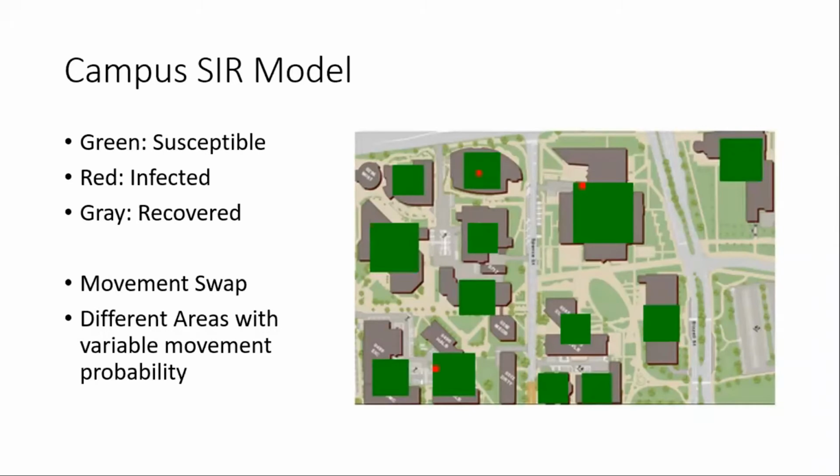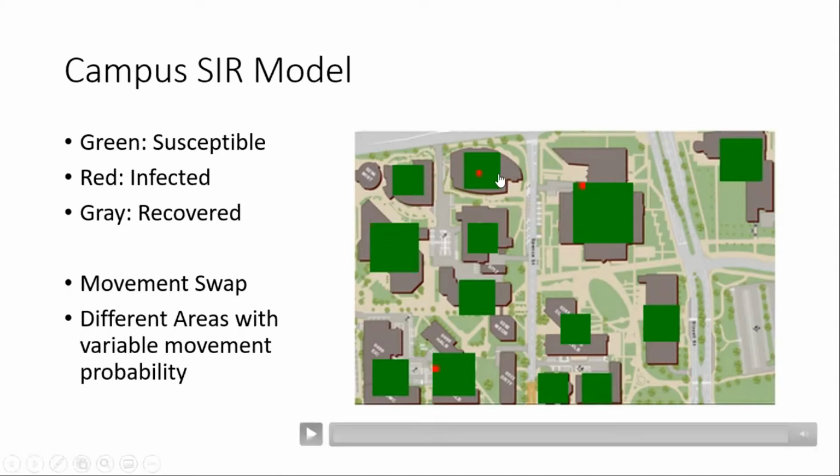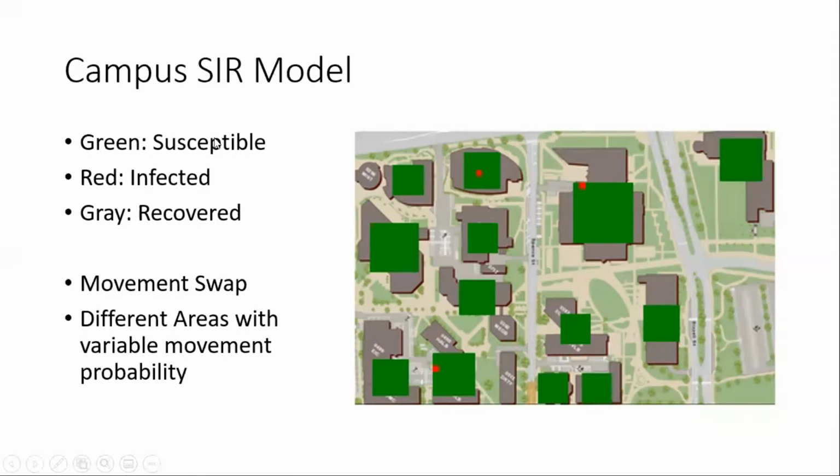So the model we're going to use for the campus is based off of the SIR disease model. This stands for susceptible, infected, and recovered. The susceptible individuals have yet to catch the disease and are able to do so. The infected have caught the disease and are able to spread it to others. And the recovered have recovered from the disease and are now immune to it. We have on the right several buildings, each with their own variable size grids based on the number of individuals within them. The susceptible will be colored in green, the infected in red, and the recovered in gray.